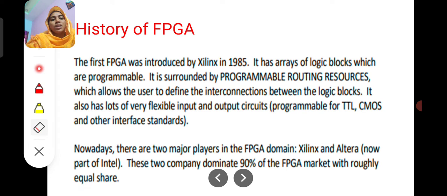It also has lots of very flexible input and output circuits. So mainly FPGAs have 4 blocks. First one is CLB, which is known as configurable logic blocks. Second one is IO pads, which we can use to connect input and output devices using these IO ports. And internally we have interconnecting wires and switching matrices.